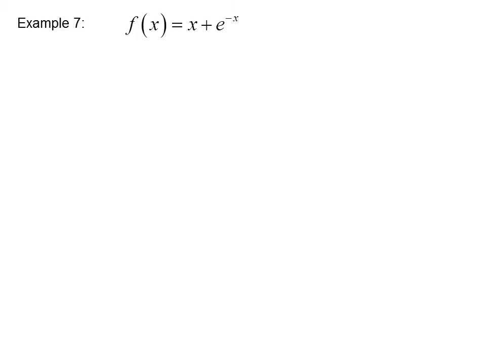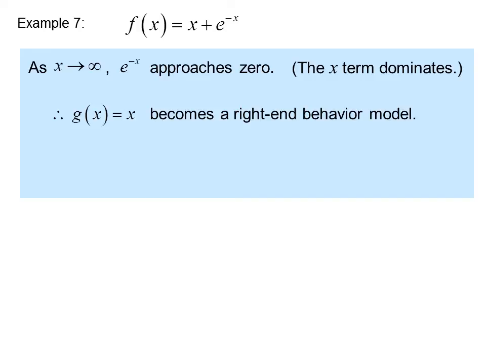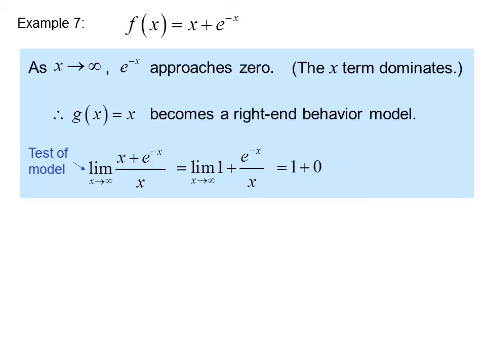Example 7. f of x equals x plus e to the negative x. As x approaches infinity, e to the negative x approaches 0. The x term dominates. Therefore, g of x equals x becomes a right-end behavior model. Our test of the model shows the limit as x goes to infinity of x plus e to the negative x over x is the limit as x goes to infinity of 1 plus e to the negative x over x, which is 1 plus 0, or 1. Therefore, our model is correct.